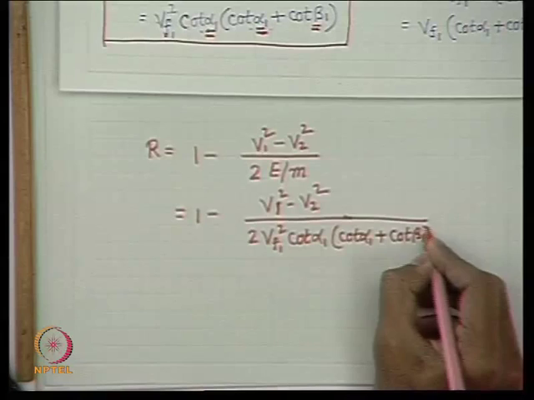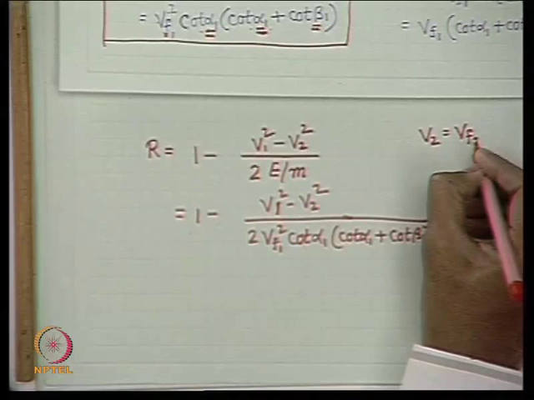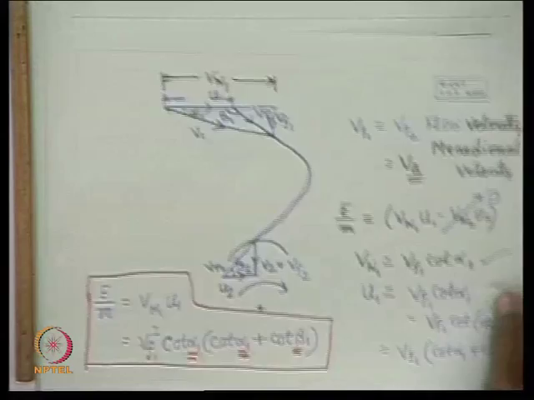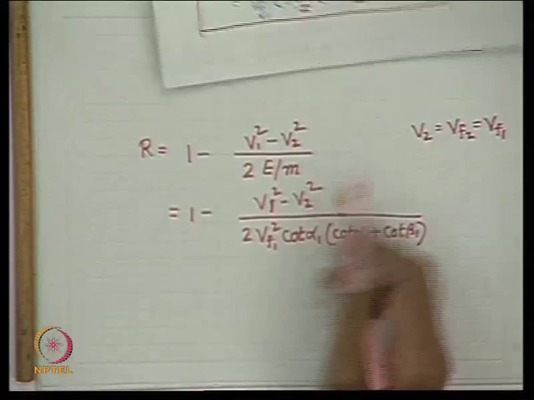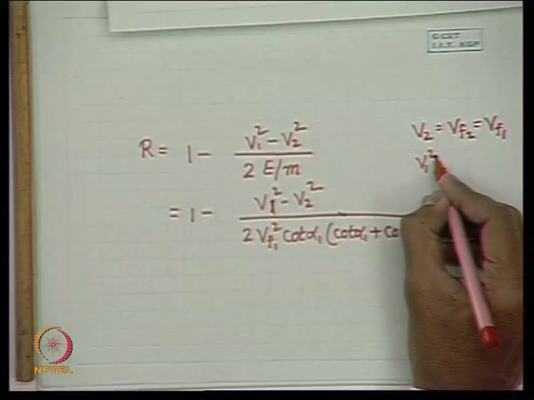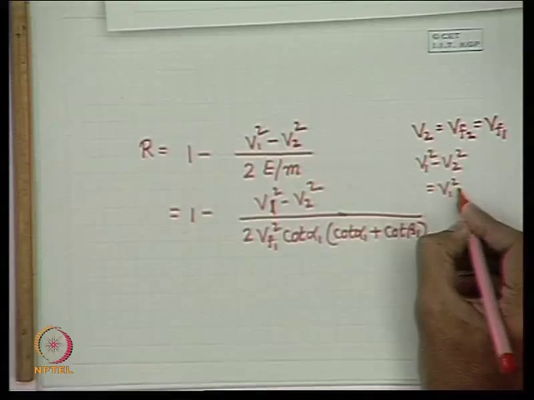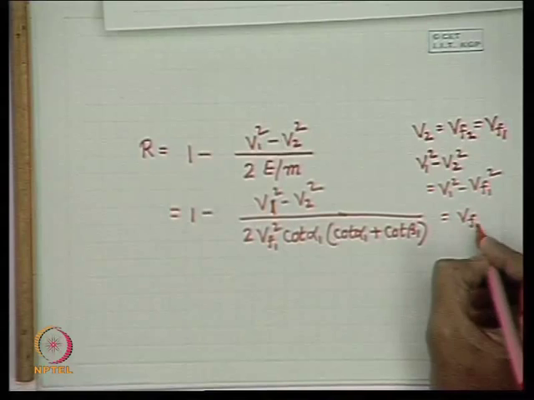Now, V2 is equal to VF2 and that is equal to VF1. Why? If you see the velocity triangles, the design constant is that VF1 is VF2. So VF2 is equal to VF1. Now, if it is so, then this quantity V1 square minus V2 square can be written as V1 square minus VF1 square, which can be written as VF1 square cot square alpha 1.